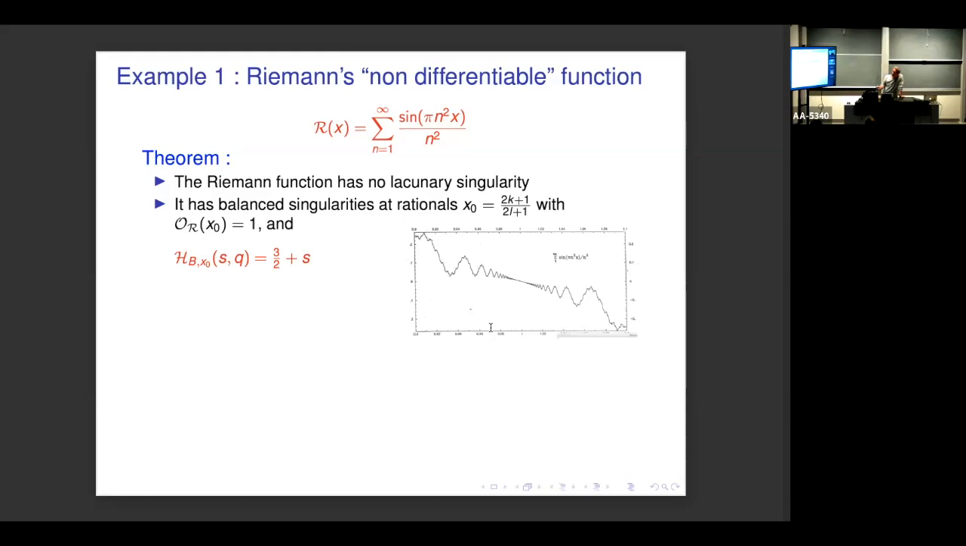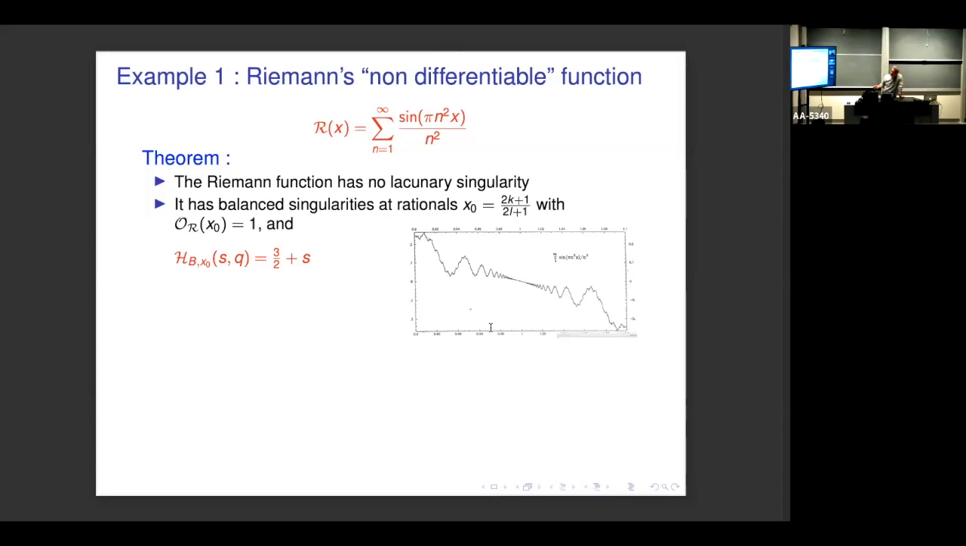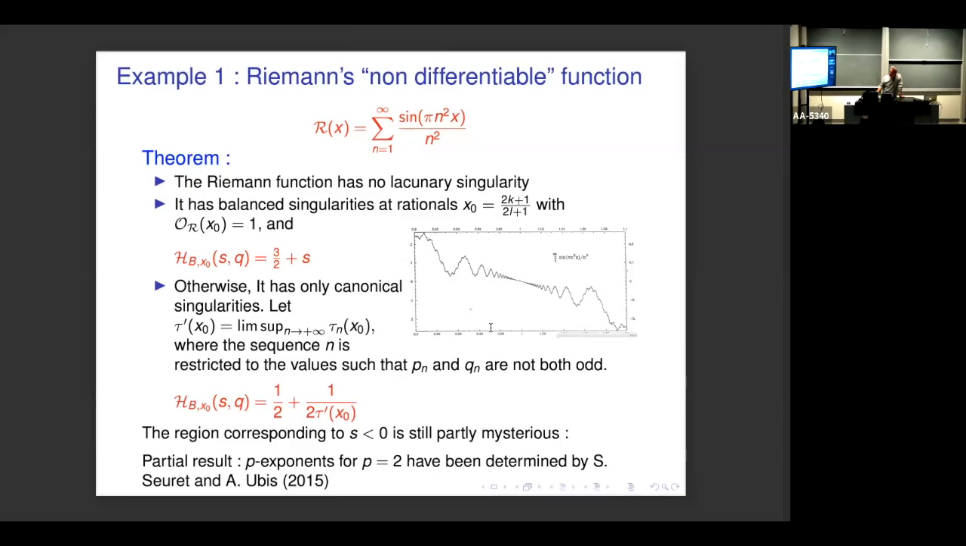with an exponent. Basically, if I come back to this, you see this sine 1 over x minus x naught to the beta. Here, it's not a sine, it's again the Riemann function, and it's not beta, it's 1. Okay, so this oscillation exponent is equal to 1. Okay, this is not directly interesting. This is the Hölder exponent at every point is actually given by the Diophantine approximation properties of the irrational points you consider.